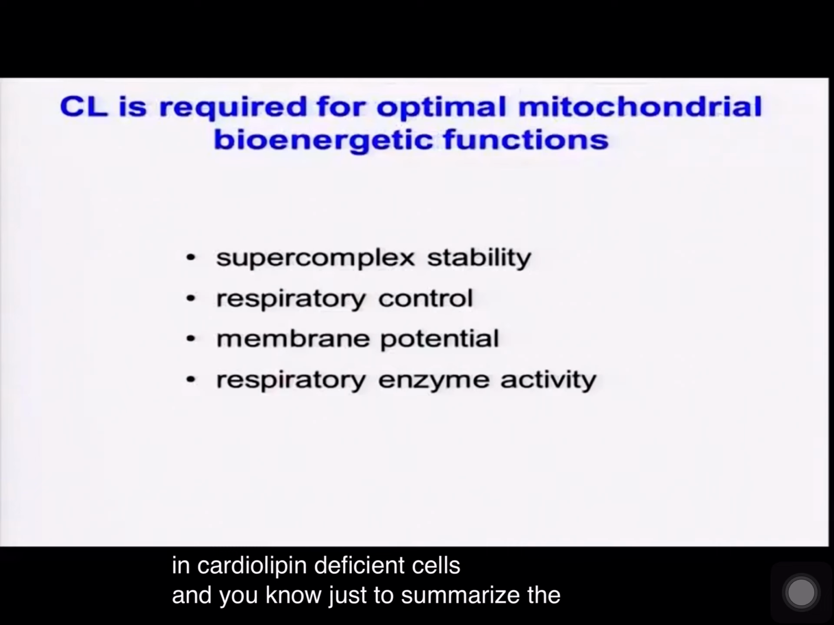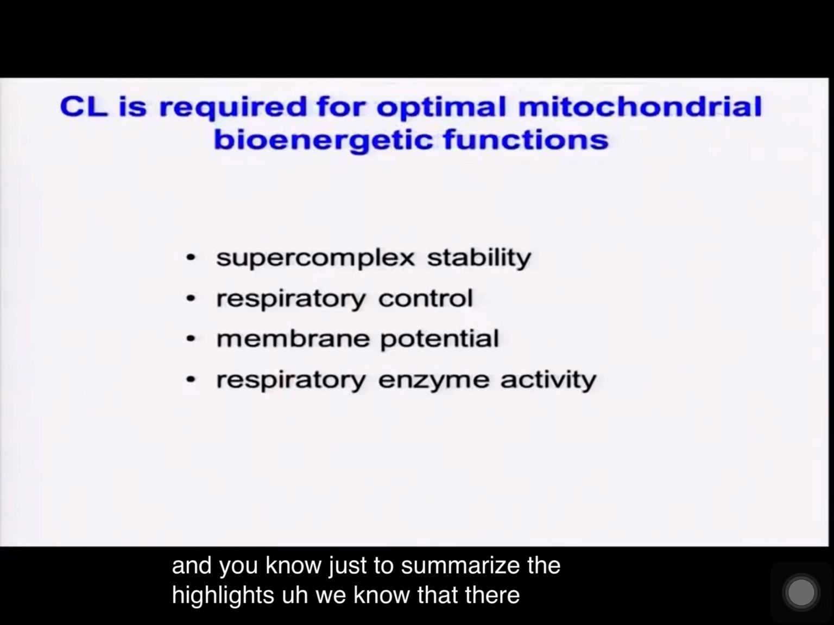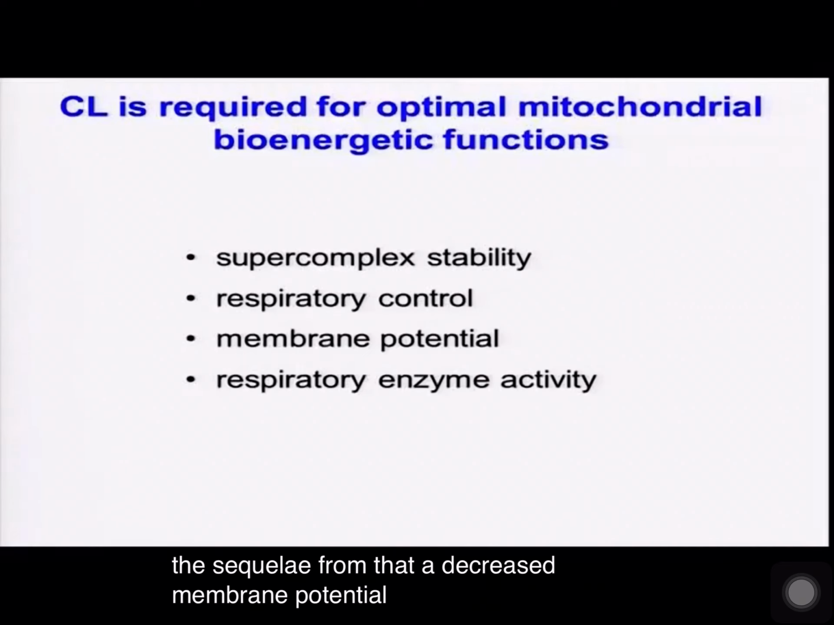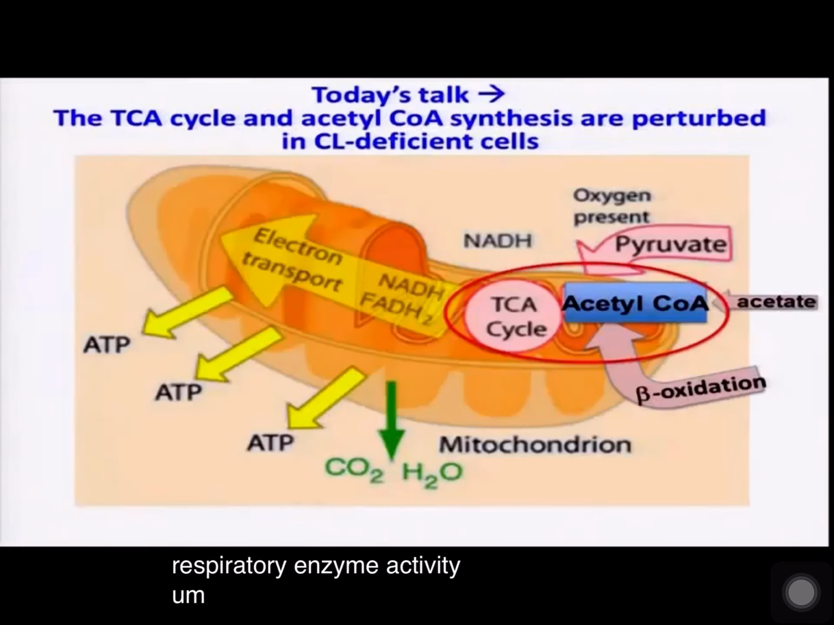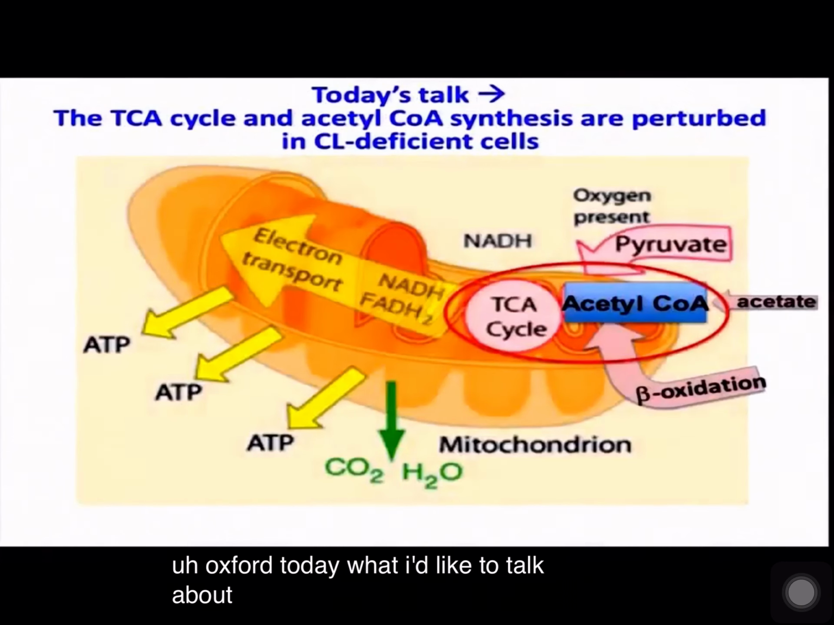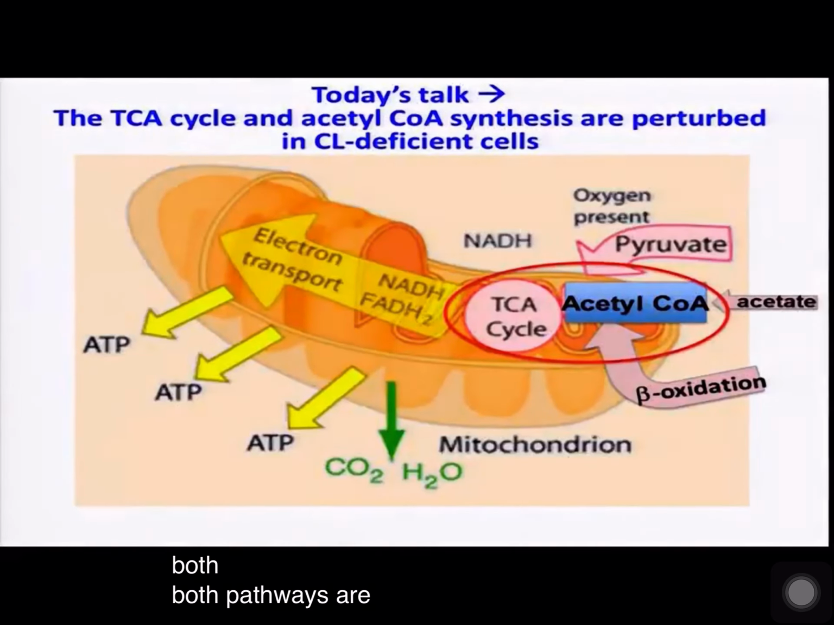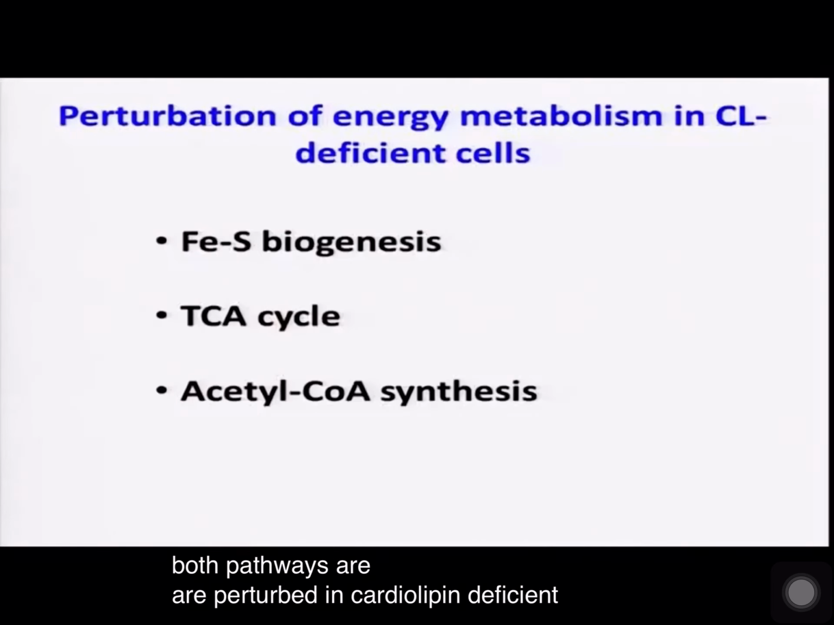Just to summarize the highlights, we know that there is a decreased stability of supercomplexes, perturbation of respiratory control, and then the sequelae from that, a decreased membrane potential, and decreased respiratory enzyme activity. But I'm not going to talk about OXPHOS today. What I'd like to talk about, though, is the TCA cycle and acetyl-CoA in our studies that show that both pathways are perturbed in cardiolipin-deficient cells.